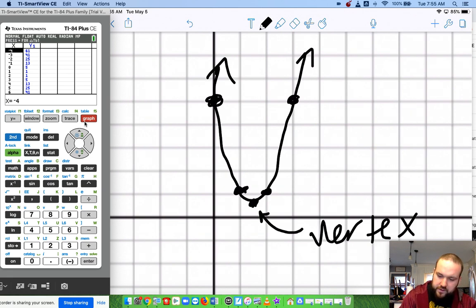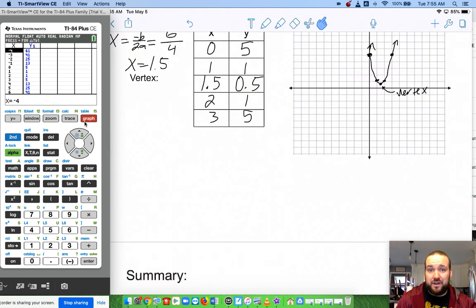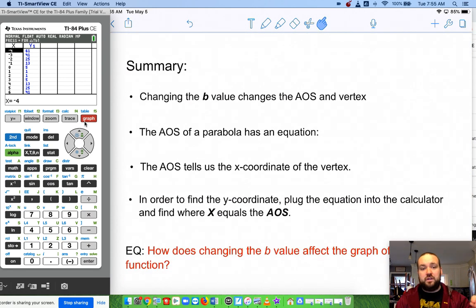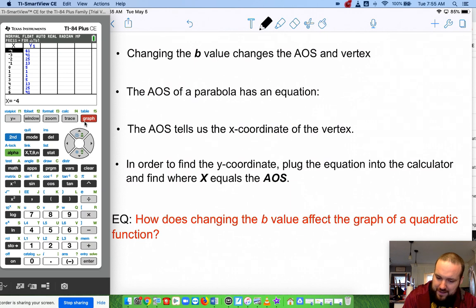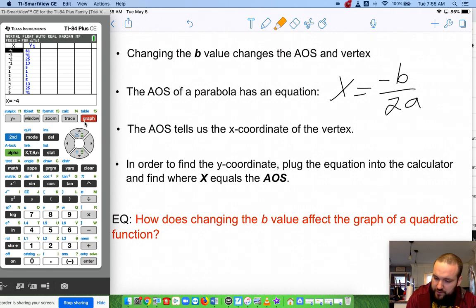Okay, so the biggest thing to take from today's lesson is that having a b value changes the axis of symmetry and the vertex. That axis of symmetry is x equals the opposite of b over 2a. So this is important, but that number tells us the x coordinate of the vertex.